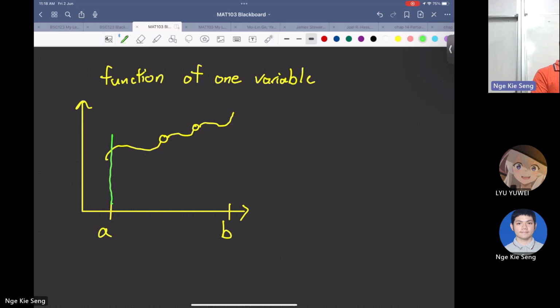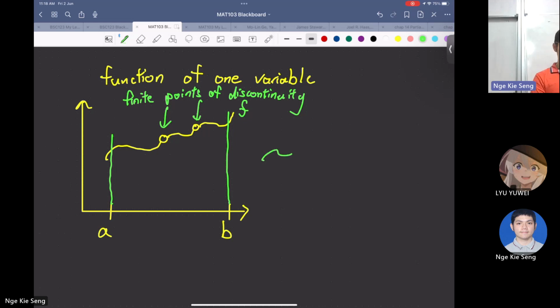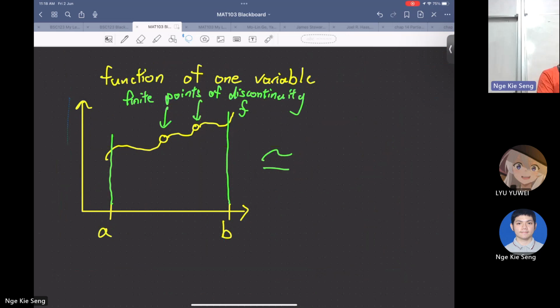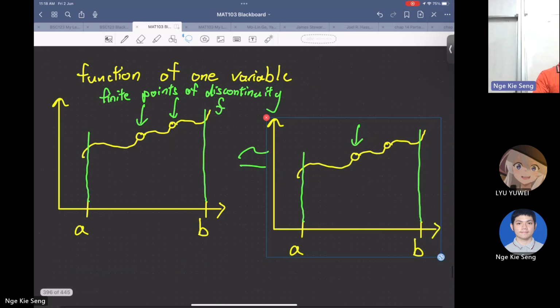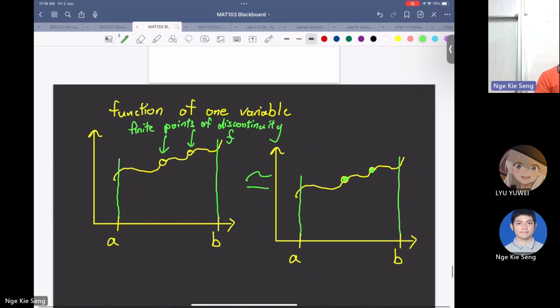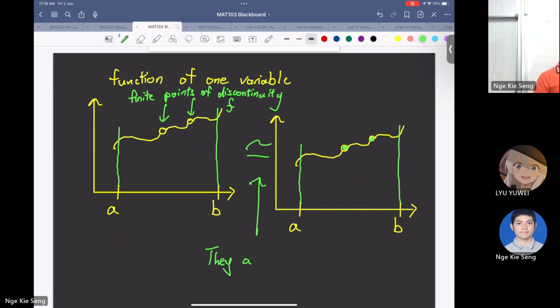So what I am claiming is, if you integrate over this function here, let's say these are the points of discontinuity, there are finitely many of them. This integral actually equals the integral over the same function with the points of discontinuity removed. These two integrals are actually the same, meaning they have the same integral from A to B.